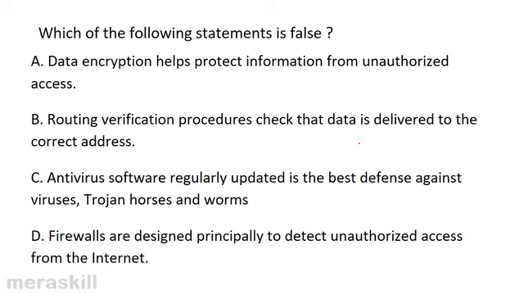Which of the following statements is false? A. Data encryption helps protect information from unauthorized access. B. Routing verification procedures check that data is delivered to the correct address. C. Antivirus software regularly updated is the best defense against viruses, Trojan horses and worms. D. Firewalls are designed principally to detect unauthorized access from the internet.